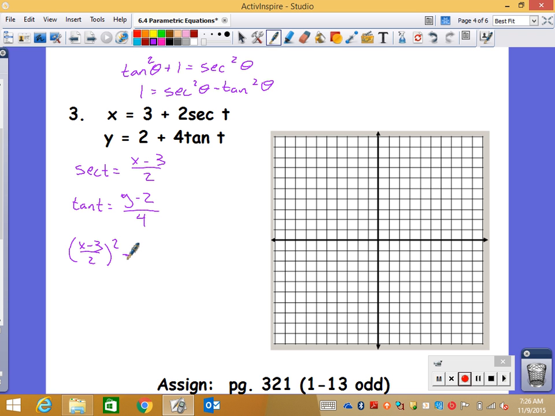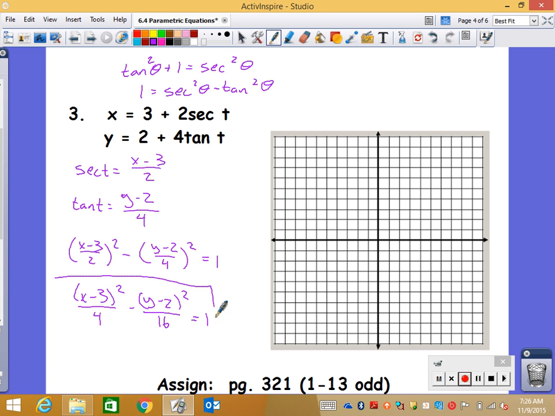Minus, this is where we're different, we're minusing the tangent here. (y minus 2) all divided by 4 squared equals 1. Now I need to do a little simplification here. I get (x minus 3) quantity squared all divided by 4 minus (y minus 2) quantity squared all divided by 16 equals 1. So this boxed equation is what I need to give if I ask you to eliminate the parameter. Drawing it's a little more tricky.